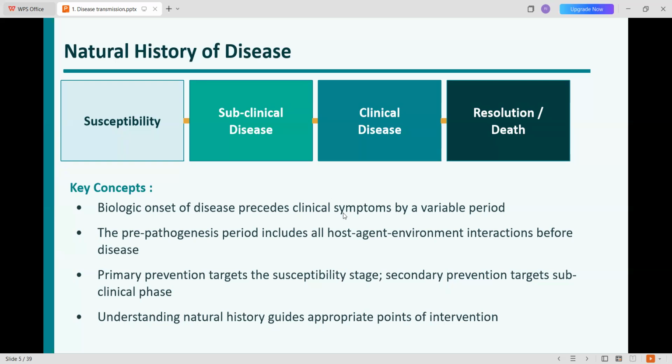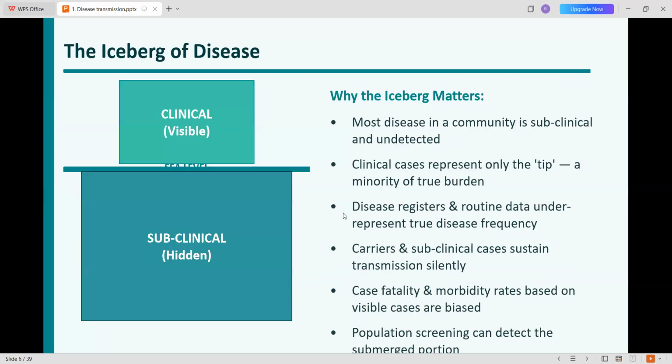Primary prevention targets the susceptibility stage. Secondary prevention targets the clinical phase. Understanding the natural history guides the appropriate point of intervention.